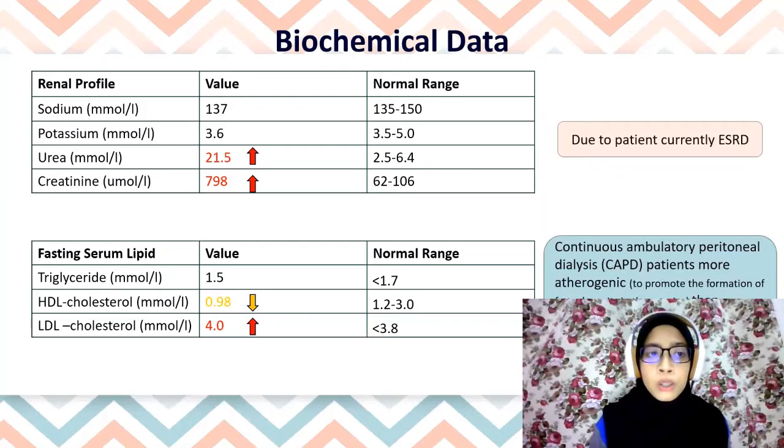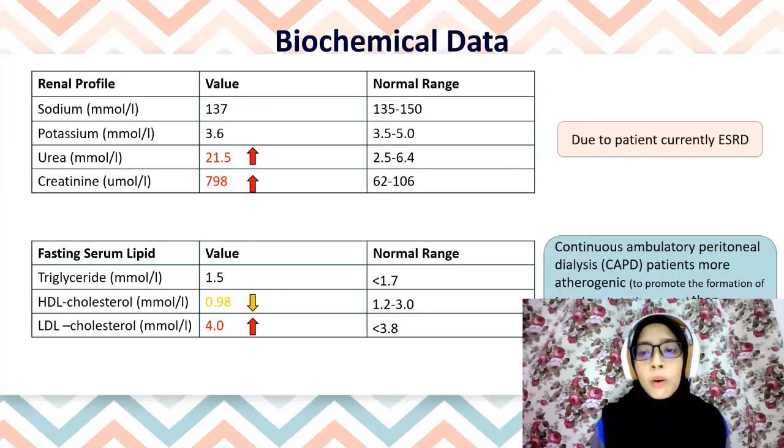And the renal profile shows that sodium and potassium are at the normal range. However, urea and creatinine are higher than normal range, and it might be due to patient currently having ESRD. And fasting serum lipid shows that triglycerides are normal. However, HDL cholesterol and LDL cholesterol are not normal, where HDL is lower than normal range and LDL is higher than normal range. This might be due to patient currently on CAPD.